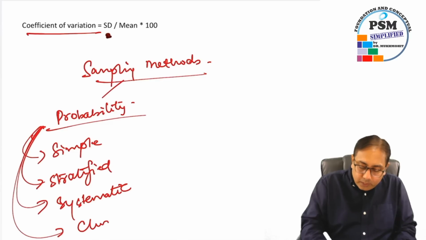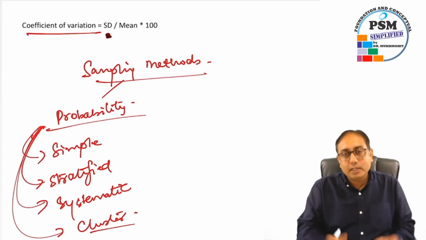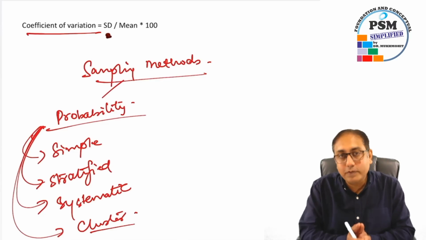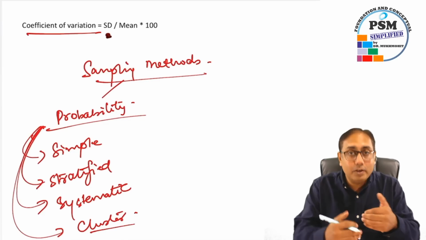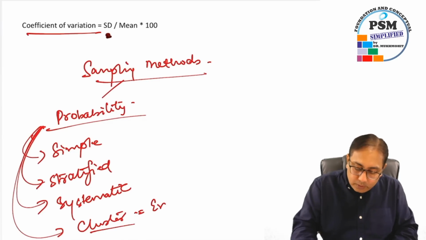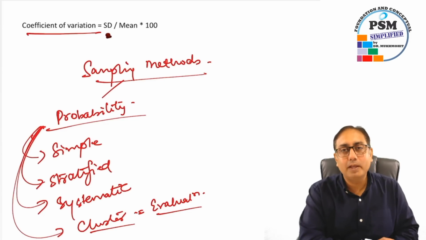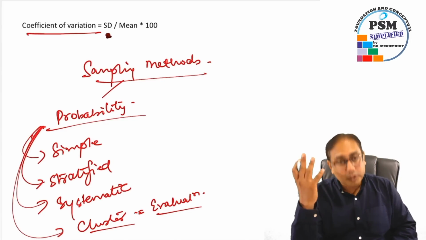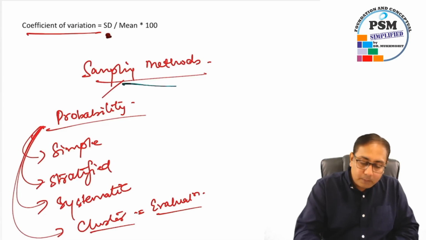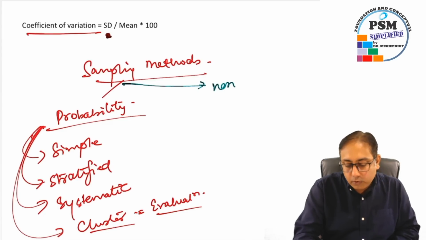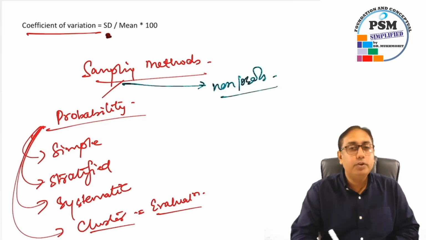Last, you should also know we can have cluster sampling. Cluster sampling is never used for surveys. It is always used for evaluation. It is the only one used for evaluation of health programs, and you do it for a large homogeneous population. The other sampling method that I was talking about is non-probability sampling.